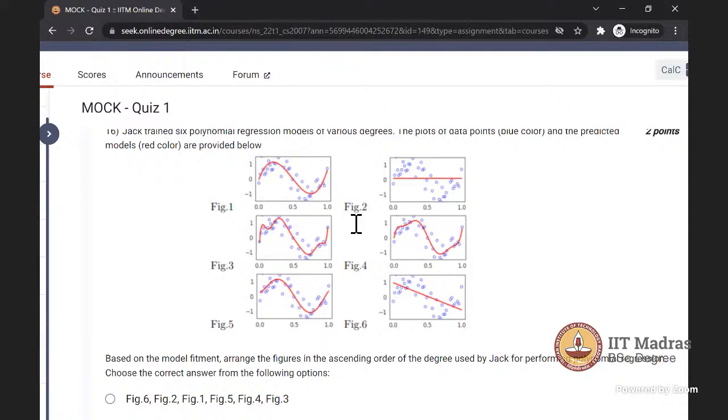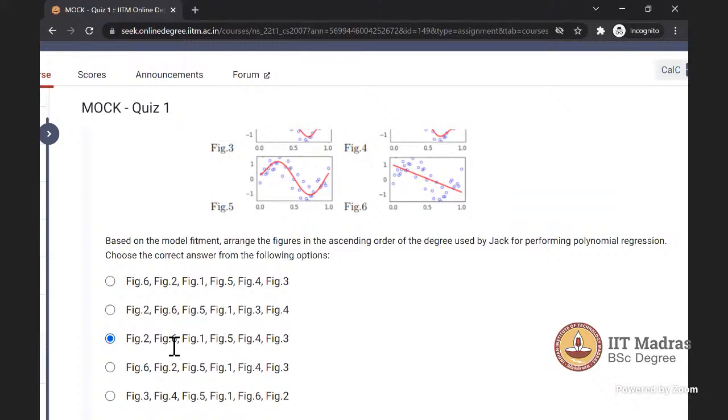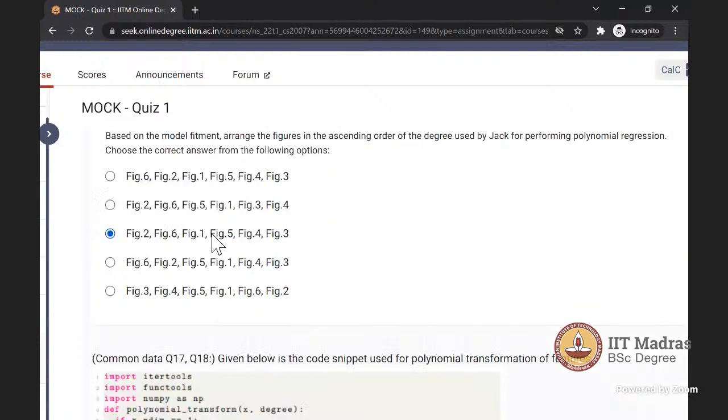Okay, then just to confirm, figure 2 is the first, that's the lowest degree, right? Yes. I think answer C should be the correct one, but it is not marked. If you check it, it will be marked wrong. Okay. I can assure you this should be the right answer.